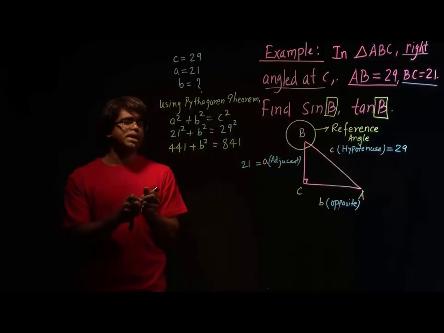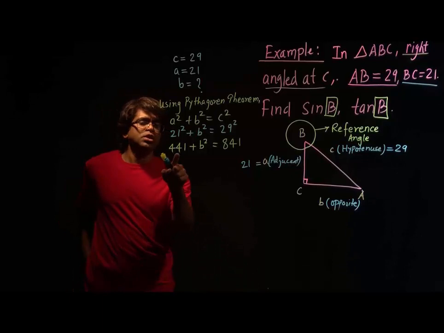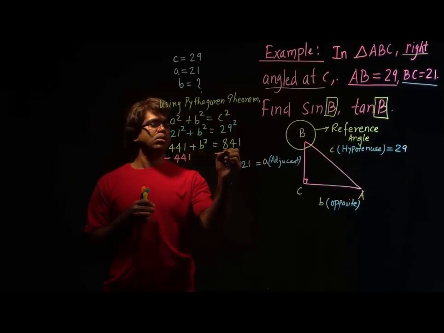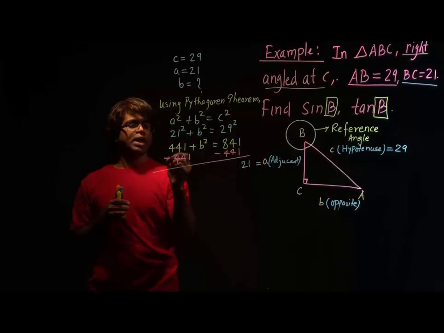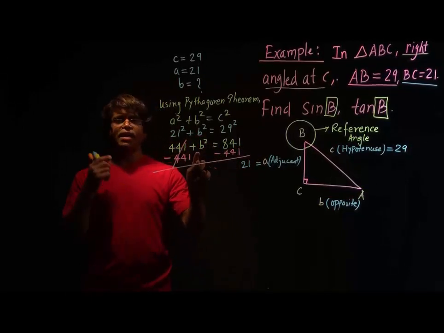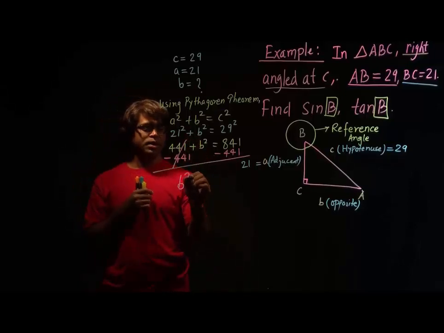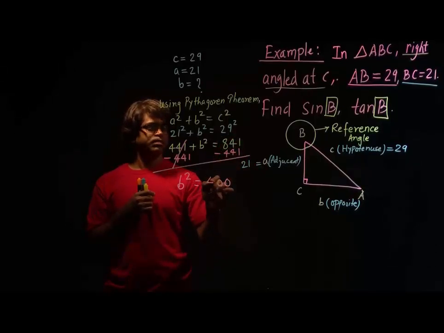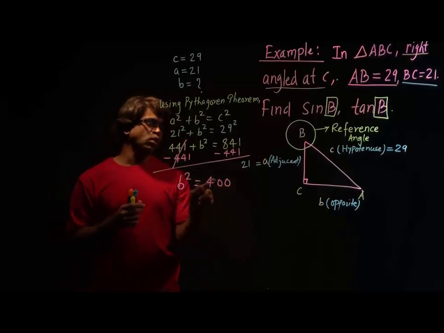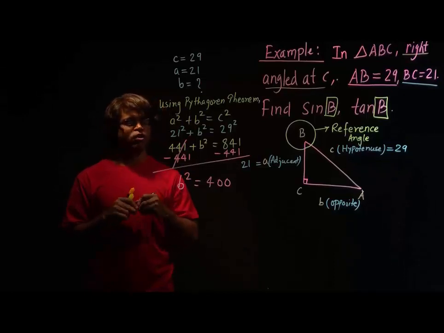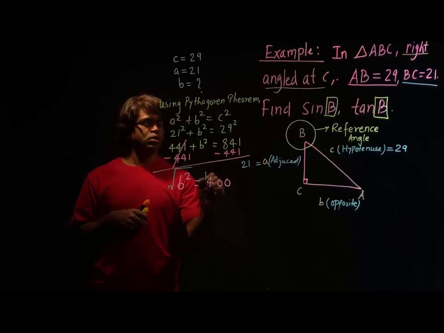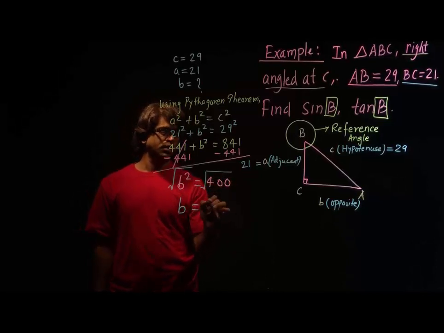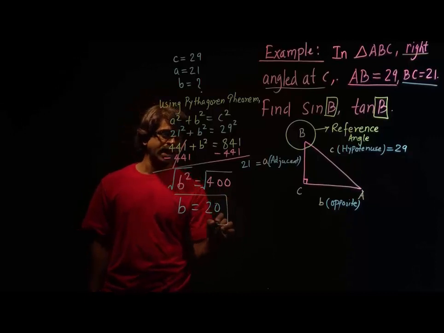Now I want to find the value of b. So I'm going to subtract 441 from both sides. If I do that, this will be cancelled out, and the only thing left on the left hand side is b squared. That is equal to: 1 minus 1 is 0, 4 minus 4 is 0, 8 minus 4 is 4. So I got b squared is equal to 400. Now, can I find the value of b? Of course. Why not? Let's take the square root on both sides. The square root of b squared is b, and the square root of 400 is 20. So I got my b as 20.